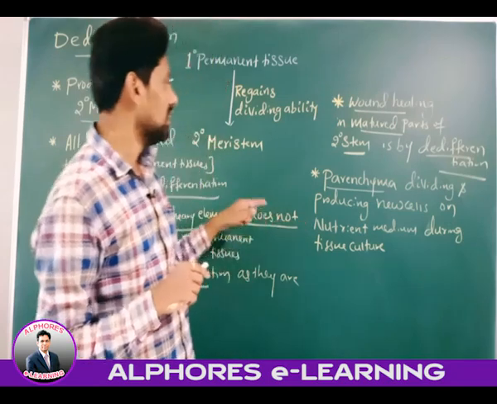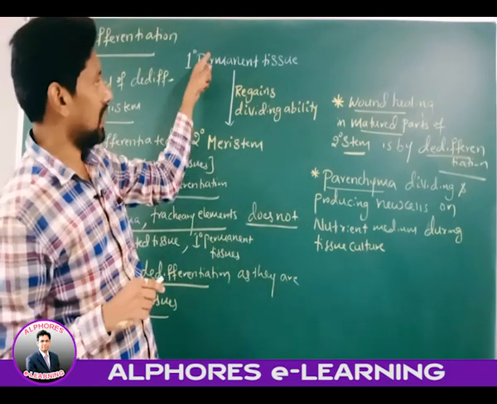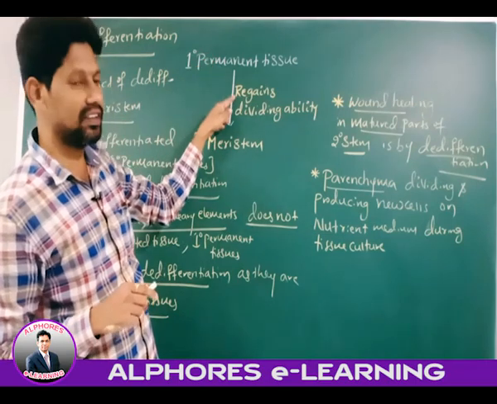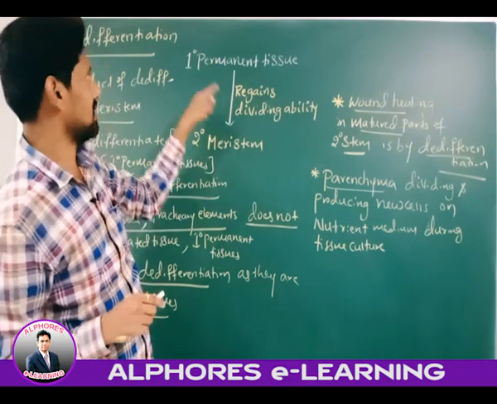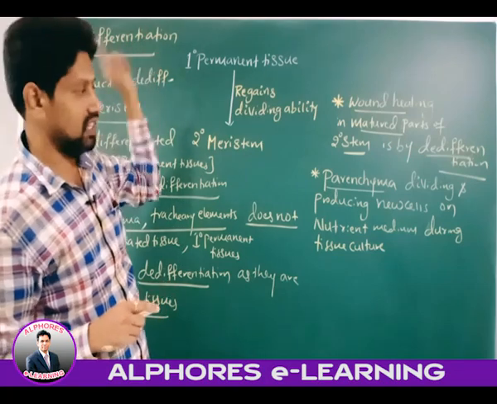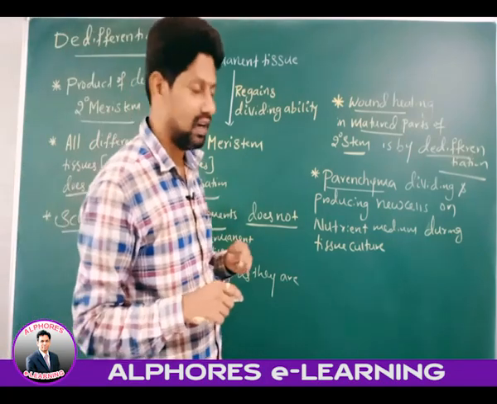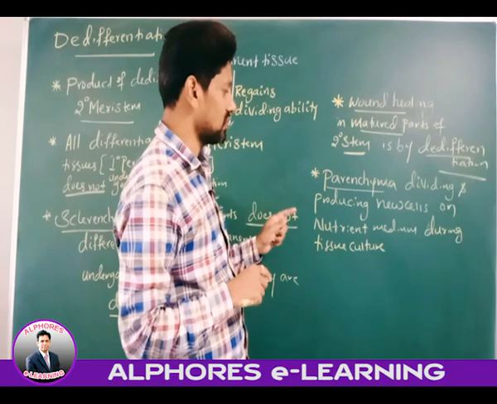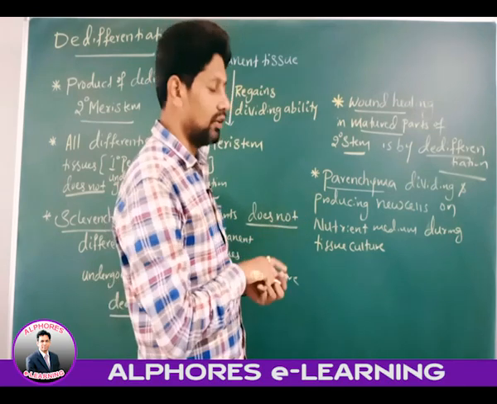What does it mean? It means this parenchyma, that is a primary permanent tissue, has regained the dividing ability. It means it has undergone which process? Dedifferentiation process. Therefore, parenchyma is dividing and producing new cells on nutrient medium during tissue culture.